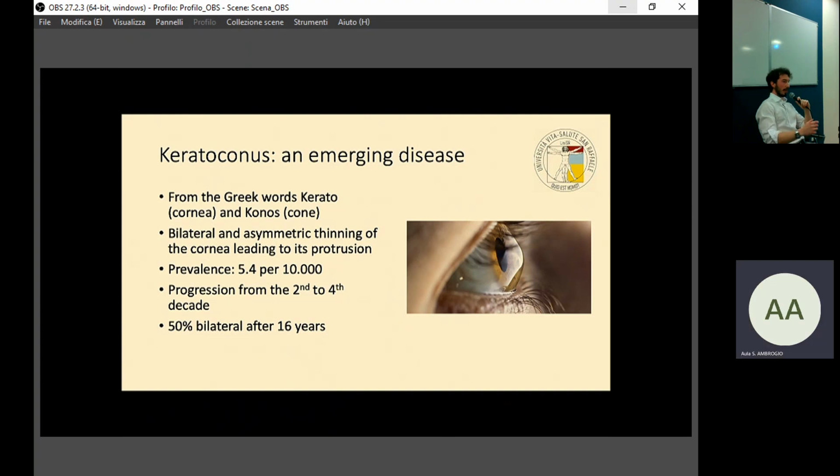So when we imagine the patient with keratoconus, we imagine a young patient, probably in the second to the fourth decade, who typically also has a family history of keratoconus. It is a disease that is asymmetric and it tends to be bilateral, so it tends to evolve to a bilateral situation after many years.